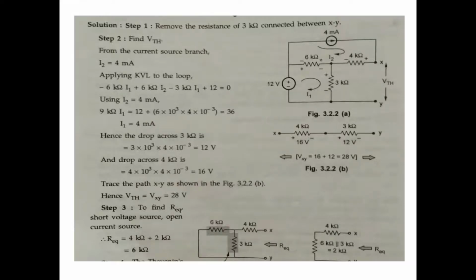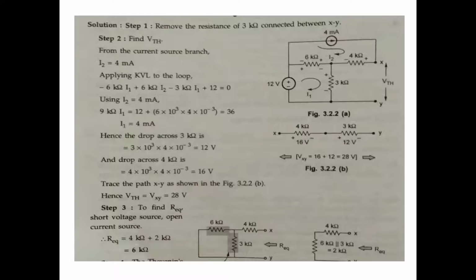Applying KVL to the loop: minus 6 kilo ohm I1 plus 6 kilo ohm I2, minus 3 kilo ohm I1, plus 12 equals 0. What is I2? 4 milliamps. Substitute the I2 value. 9 kilo ohm, that is 6 plus 3, times I1, and the 12 as it is, plus 6 kilo ohm into I2 value 4, gives 36. 12 plus 24 is 36. 36 by 9 is 4, so I1 is 4 milliamps. Again I1 and I2 are the same: I1 is 4 and I2 is 4 milliamps.